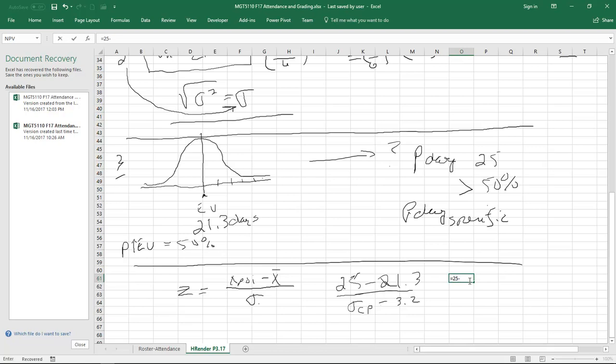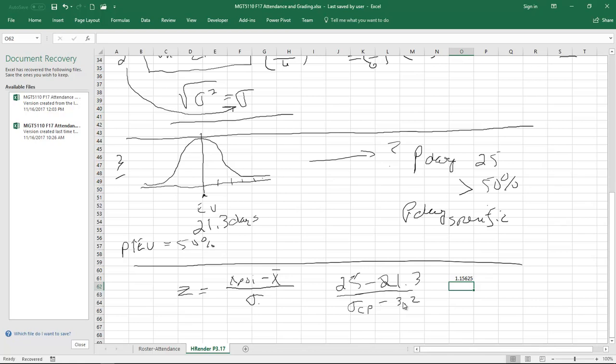Okay? So if we did this math really fast, 25 minus 21.3 over 3.2, you have to calculate that. I'm just making this up. And you have to be careful of the precedence of operations here. Use all the parens you need to make sure the things get done in the right order. And if we calculate that, we need to go to the Z table, and it says we're 1.16 standard deviations above the mean. That's what we just calculated here. We're 1.15 or 1.16 above the mean.